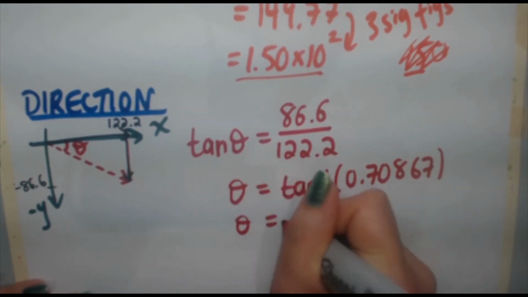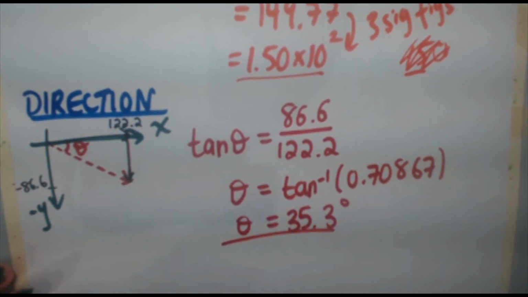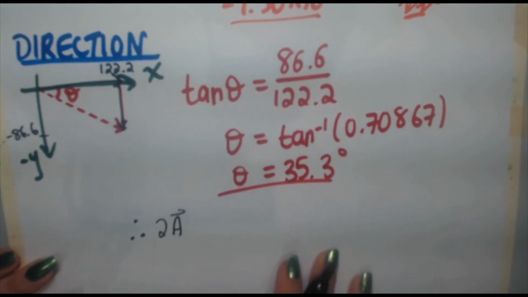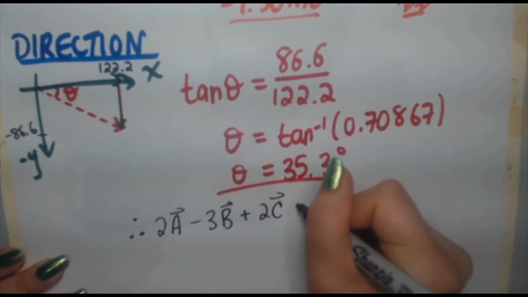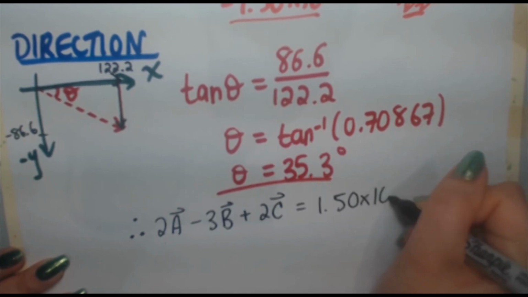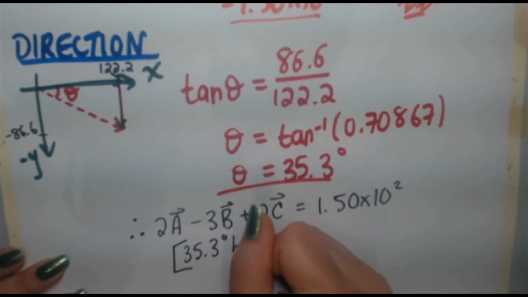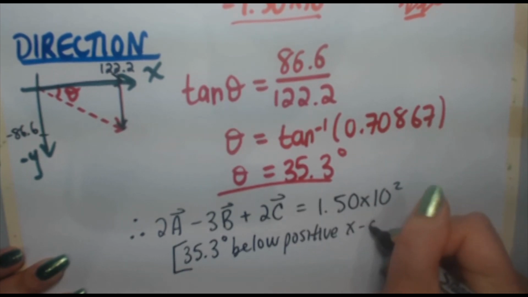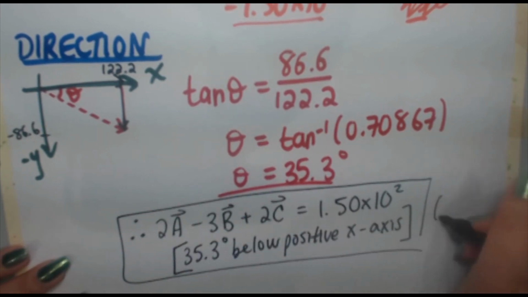Okay. And when you do that, you're going to get theta is equal to 35.3 degrees. And there you go, 3 sig figs. And there we go. Okay, so we can finally quote our answer. So therefore, 2a, let me move that up a bit, 2a minus 3b plus 2c is equal to 1.50 times 10 to the 2, and in square brackets, 35.3 degrees below positive x-axis. And there you have it. Okay, there is the answer to part B.